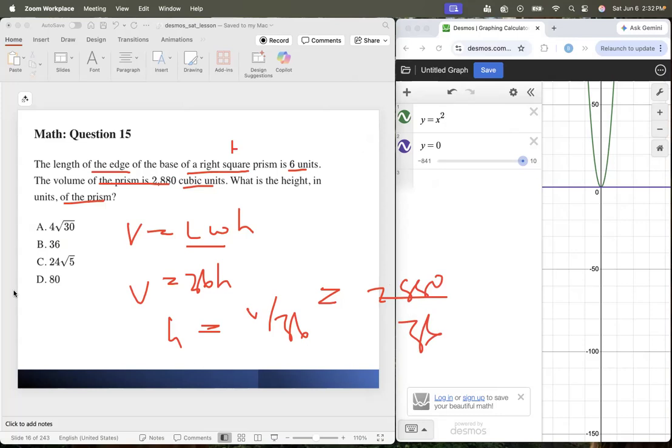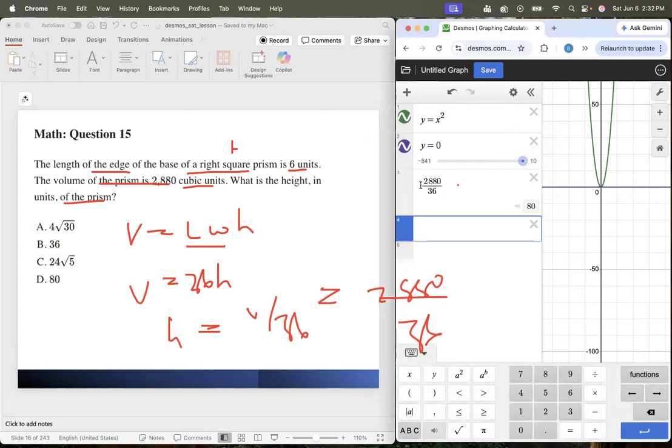And we can let Desmos do its job by putting the information in Desmos. And this will give you 80 right there. Straightforward answer choice. And so D is your right answer.